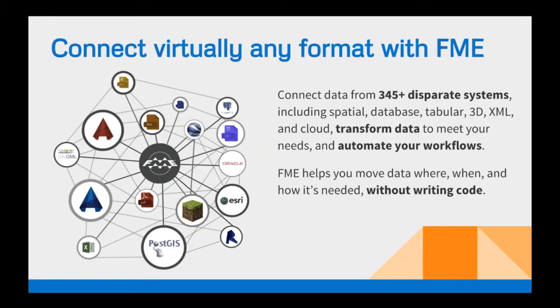FME is a product that sits in the middle between all kinds of different products and data formats and systems, and allows us to move data around. And while it's moving around, we can do all kinds of interesting things to that data. So there's both a transformation aspect and a data movement aspect. And lastly, there's also an automation aspect.